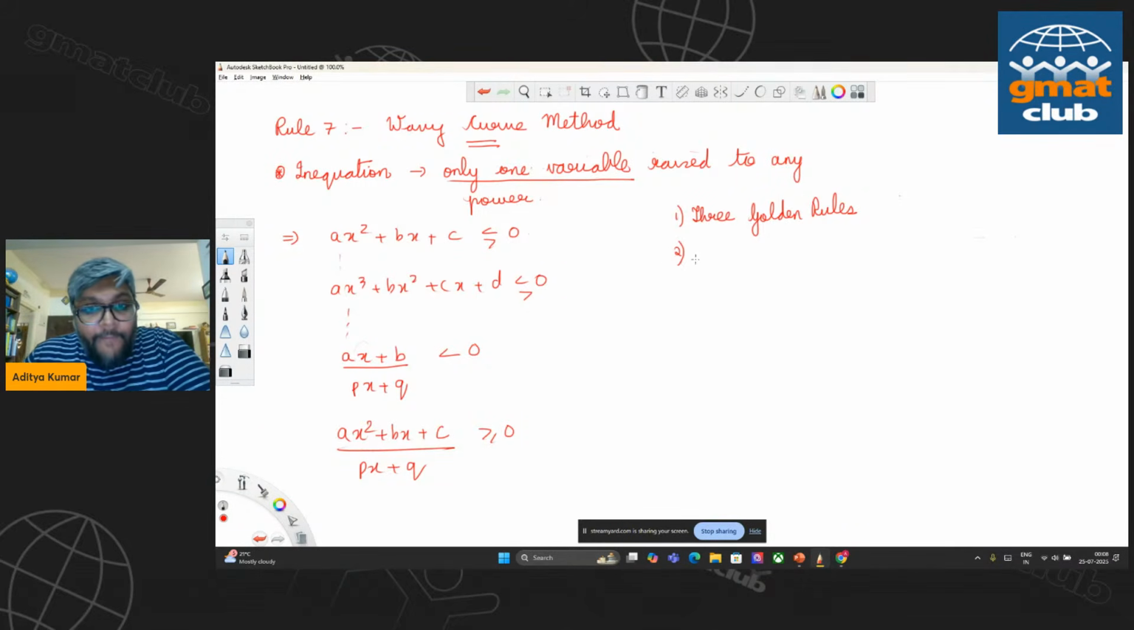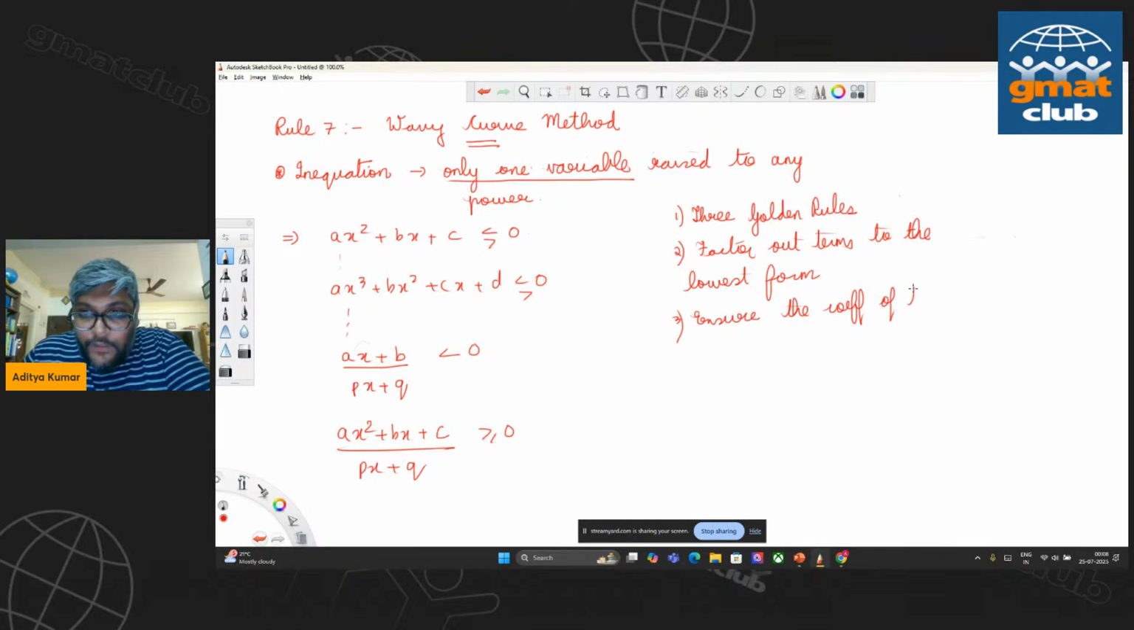And second, once you factor out all the terms to the lowest form, you have to ensure the coefficient of the variable is positive. What do I mean by that? It's not necessary for you to do it. I prefer to do it because it avoids making mistakes.